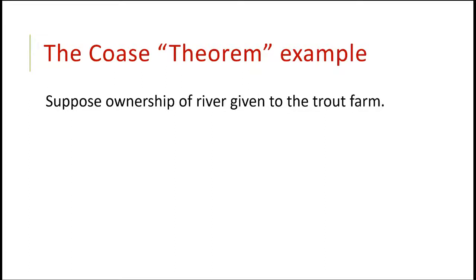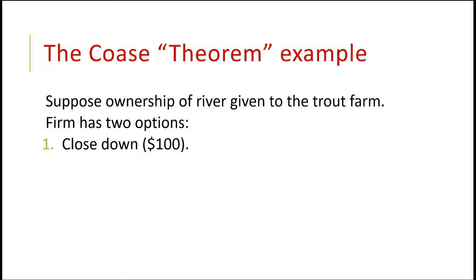But let's reverse ownership. Let's say instead that the state or the courts gave ownership of the river to the trout farm. What would happen in that case? Well, now it's the firm's turn to think about what it should do. On the one hand, it could, for example, simply close down, in which case it would lose $100 profit. So its new profits would be zero. Its total profit would be zero from that option.